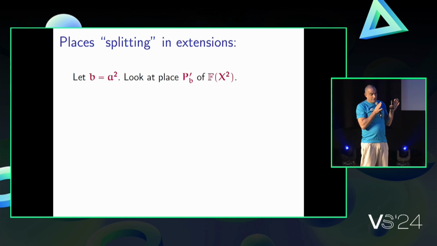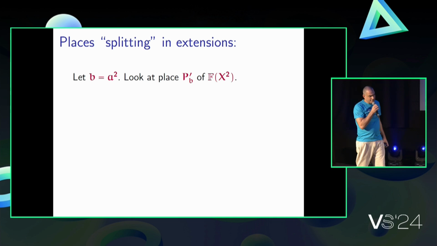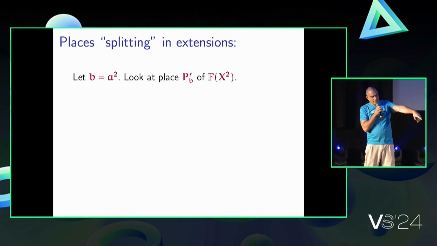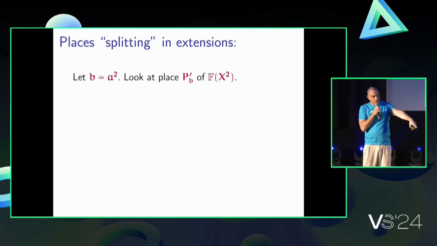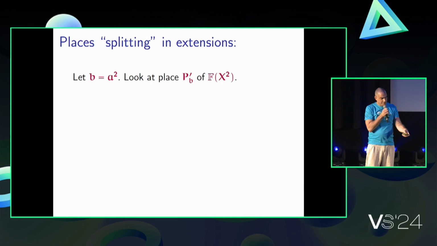A lot of the theory of algebraic function fields is about how places, quote unquote, split in extensions. And we're going to see an example of that right now. So again, look at some a in the field and let b be a squared in the field, like the base field. And let's look at the place P prime b in this subfield, F of x squared. What does it look like?